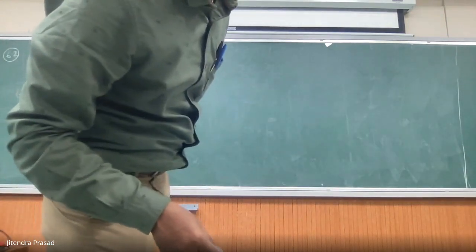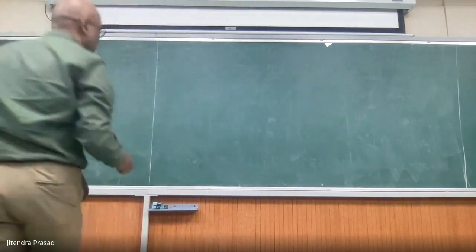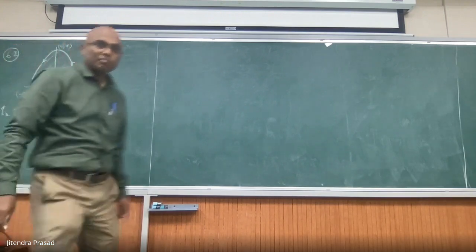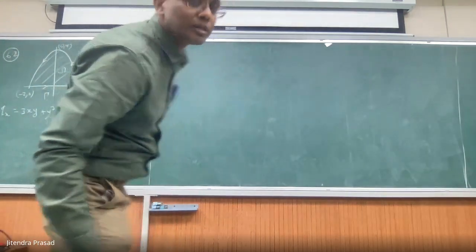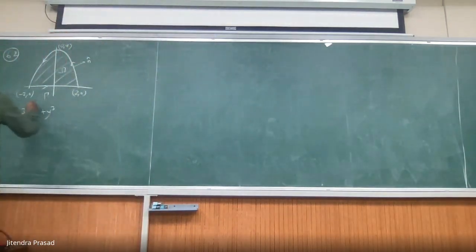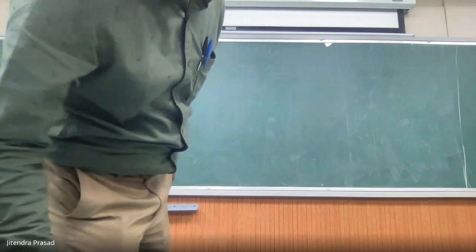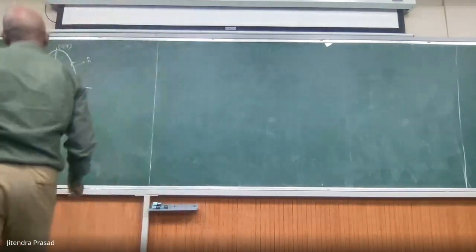Okay, and then the values are qx and qy. So qx is 3x square y plus y cube, and qy is 3x y square, probably x square y, is equal to 3x plus y cube.